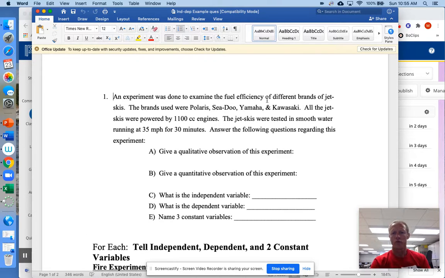An experiment was done to examine the fuel efficiency of different brands of jet skis. Brands used are Polaris, Sea-Doo, Yamaha, and Kawasaki. All the jet skis are powered by 1100 cc engines. Jet skis were tested in smooth water running at 35 miles per hour for 30 minutes.